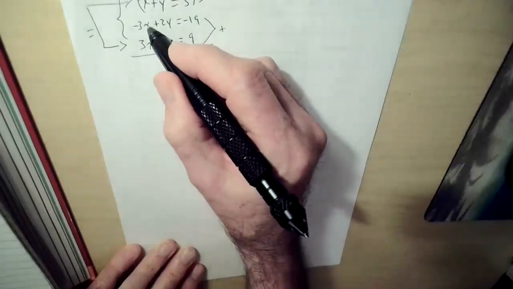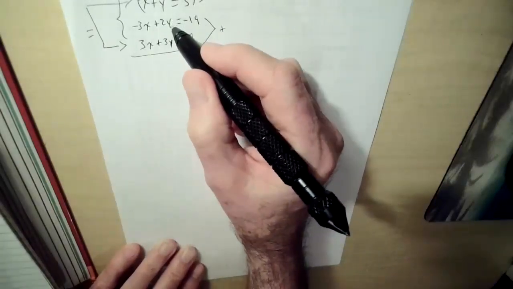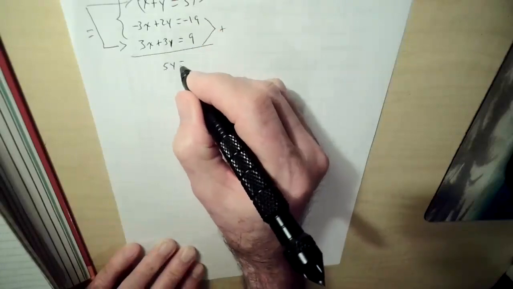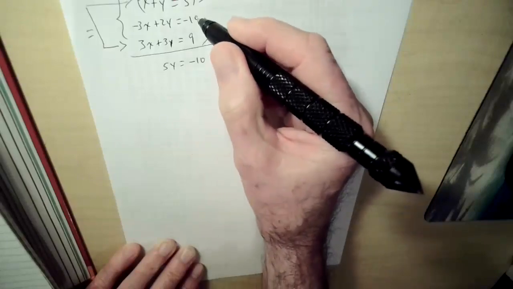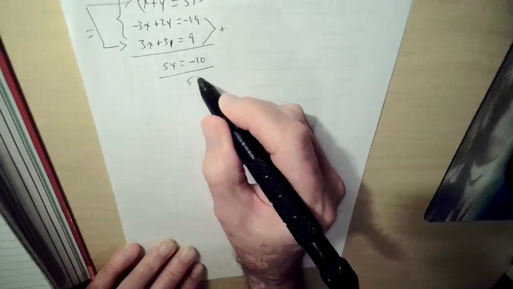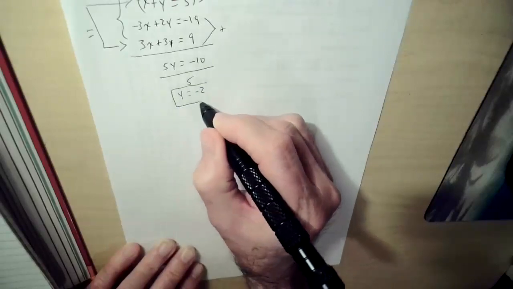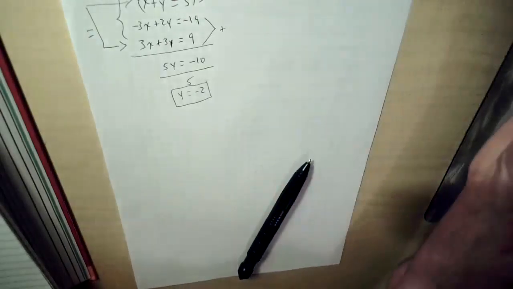Now we're going to add these two together. Negative 3x plus 3x is 0. And we have 2y and 3y are 5y equals negative 10. Negative 19 plus 9 is negative 10. Divided by 5, y is negative 2.